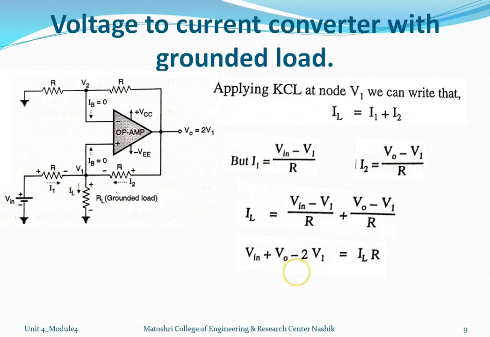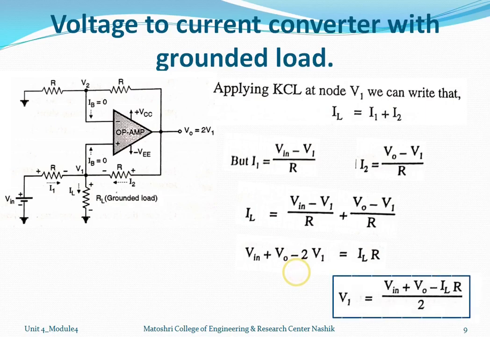And from these equations we have to determine the value of V1, which is input voltage plus output voltage minus the drop due to the load current, divided by 2. Once we find the value of V1, we move toward the second step, that is the relation between V1 and IL.